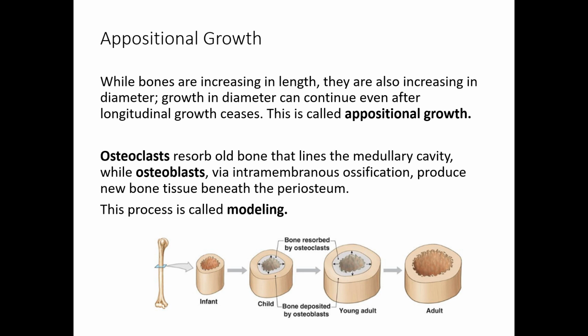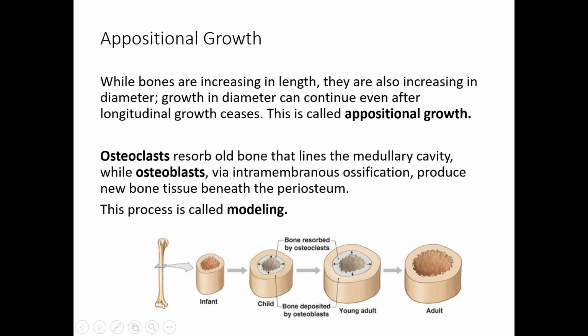Bones are also growing in width. That is called appositional growth. Bones are like tubes. Inside there is a medullary cavity. So how is the bone being made wider? On the outside, osteoblasts would be depositing new bone tissue in layers, and inside, osteoclasts would be removing bone tissue. So it's still a tube, but now it's a wider tube in adults. That process, of course, takes years.